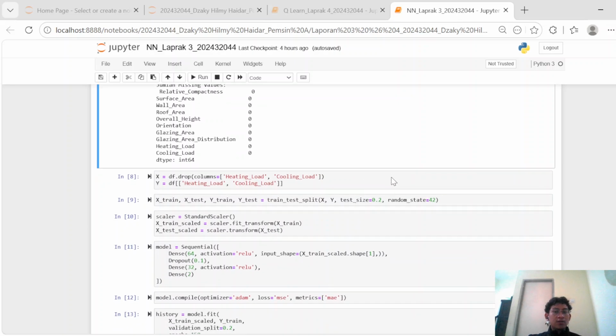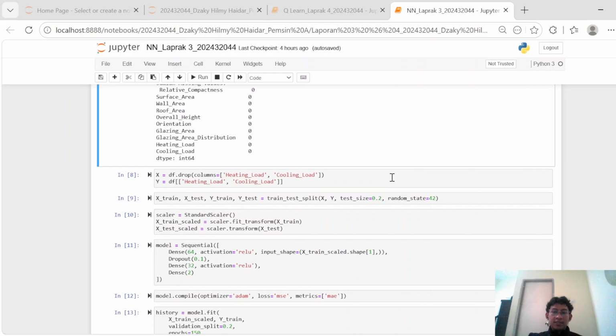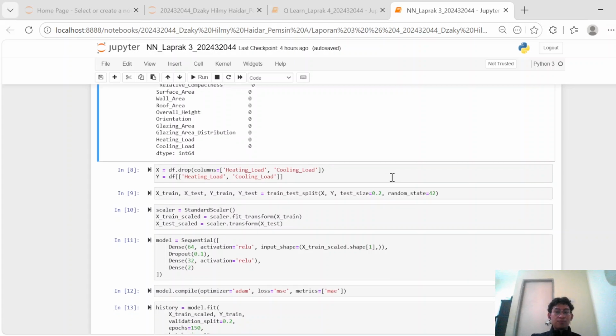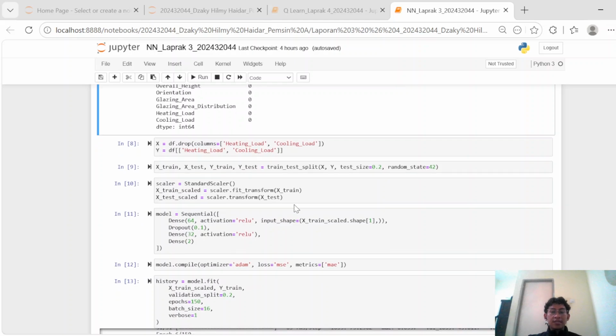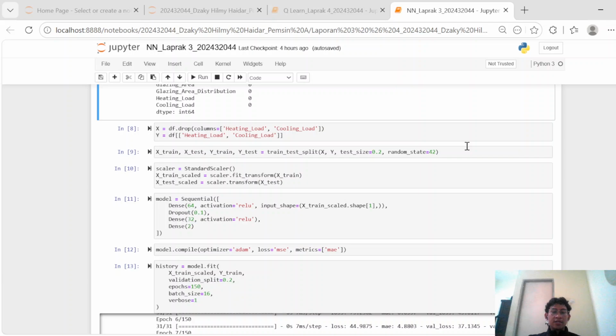Finally, because neural networks are highly sensitive to features on completely different numerical scales, for example comparing relative compactness values under 1.0 to surface area values over 500, I applied feature scaling using scikit-learn's StandardScaler. This transforms the input dimensions so that they all share a mean of 0 and variance of 1, effectively neutralizing scaling bias and accelerating model convergence.